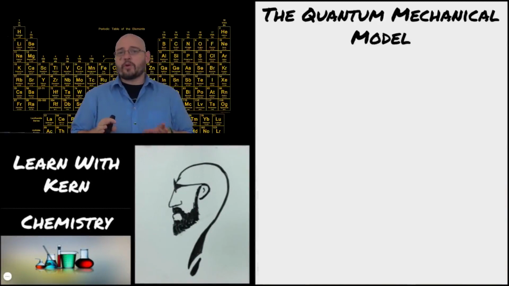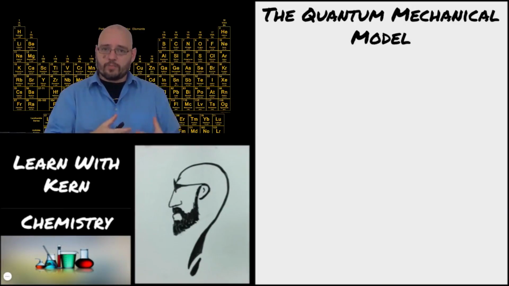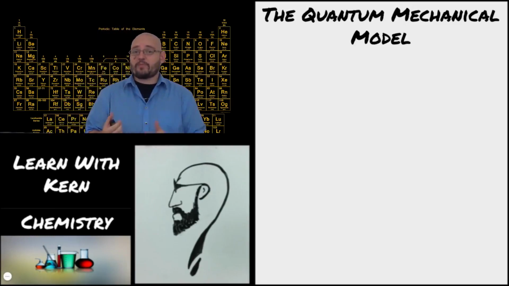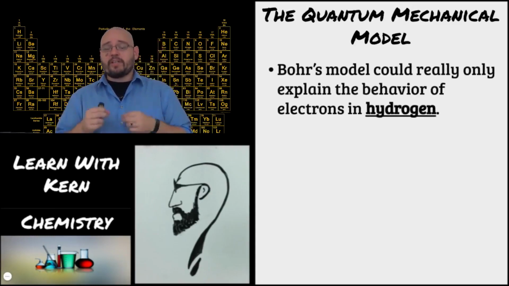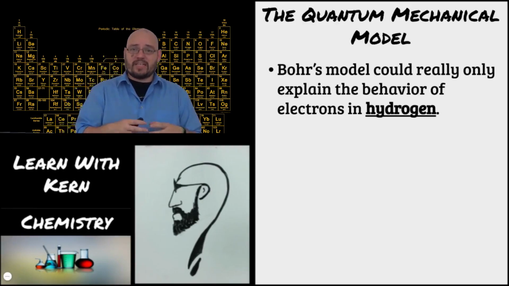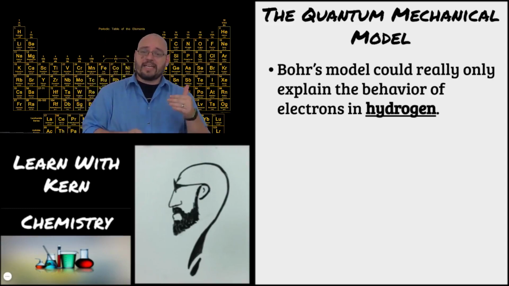Okay, so now that we've learned about the Bohr model and how to draw the Bohr model diagrams, now we're going to discuss what came from that, what came after that, the quantum mechanical model. All right. Bohr's model could really only explain the behavior of the electrons in hydrogen. That's really all he worked with, because it got to be too complicated mathematically for all of the others to look at every single little electron. It became very complicated. So Bohr's model could really only explain the behavior of electrons in hydrogen.